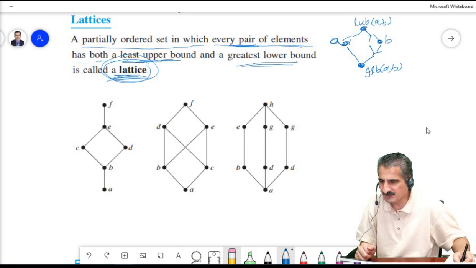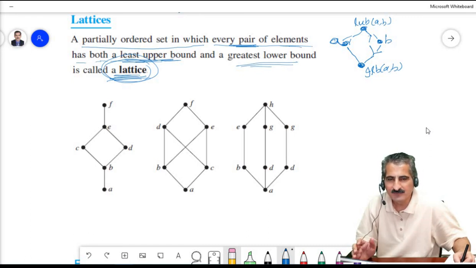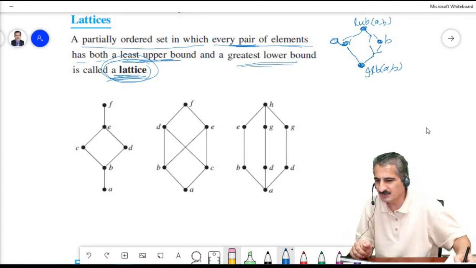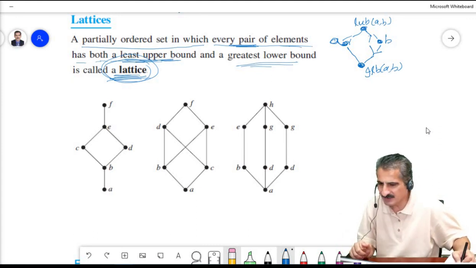Okay, let's try to find whether there is a pair of elements that does not have a greatest lower bound or least upper bound. If we find such a pair of elements, then this is not a lattice. So help me please, go ahead. Let's start with the first one. Is it a lattice or what? I can see it is a lattice.